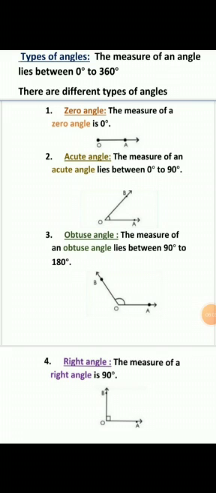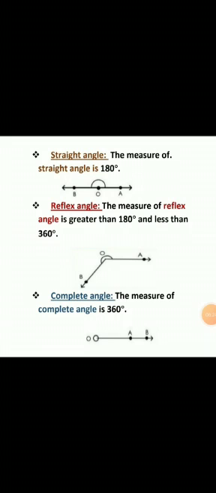Next, coming to right angle. If the initial ray moves to some distance and the angle formed between the initial ray and final ray is exactly 90 degrees, then the angle is called a right angle. That means the final ray exactly lies on 90 degrees. So the measure of a right angle is 90 degrees. Next, coming to straight angle. If the initial ray moves to some distance, then the final ray lies exactly on 180 degrees, then it is called a straight angle, and the measure of a straight angle is 180 degrees.